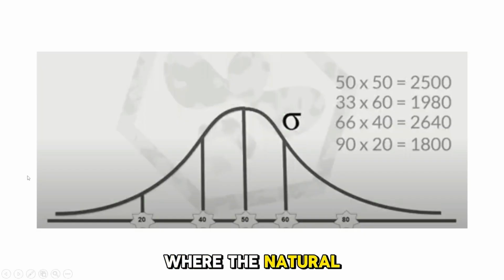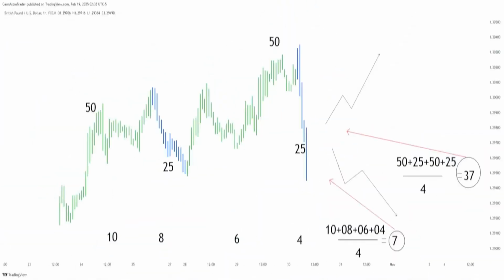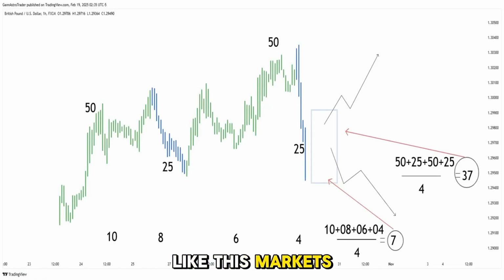And this is where the natural instinct kicks in. People say, "I'm going to hang on," but what should be the right response? You need to be fearful here. The market is turning, and you need to get out. Think about it like this: markets move in cycles. You've seen this pattern before.